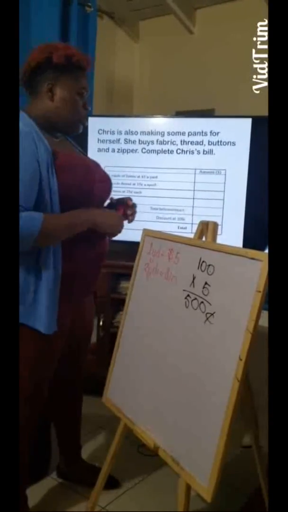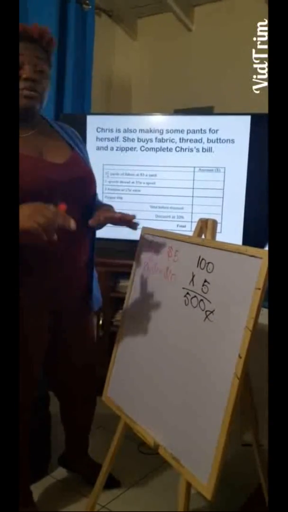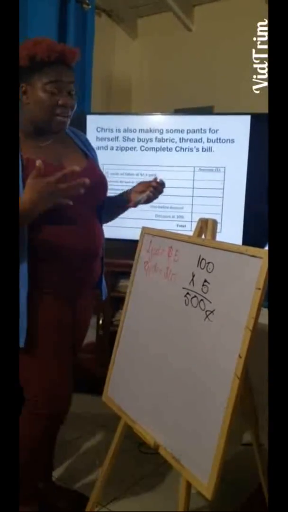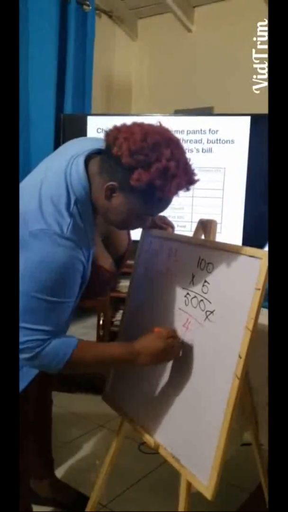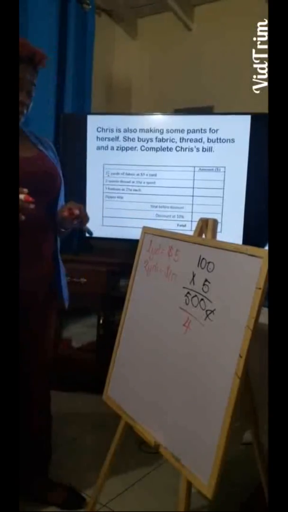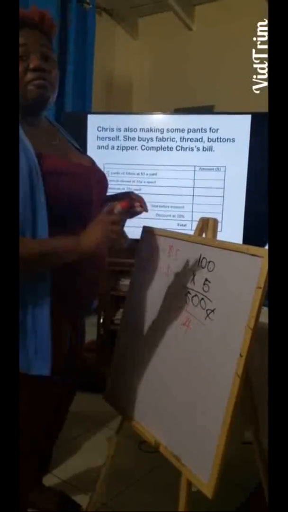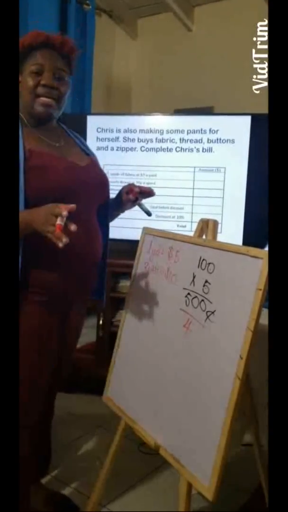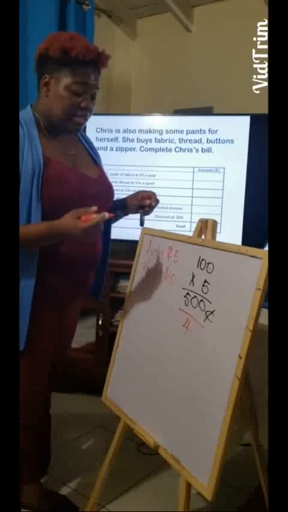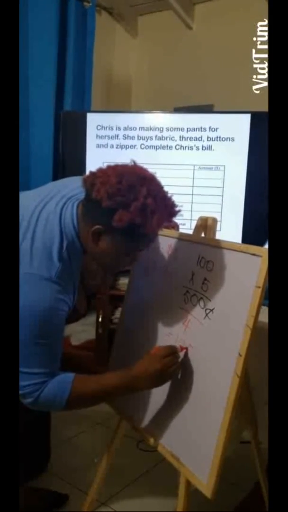But we also want to know how much for quarter yard. So in order to find quarter yard, what do we do to find quarter? Yes, we divide by 4. So in dividing by 4, we want to see how many times 4 can come out of 500. So I would have gone ahead and done the calculation, and I got 125 cents.